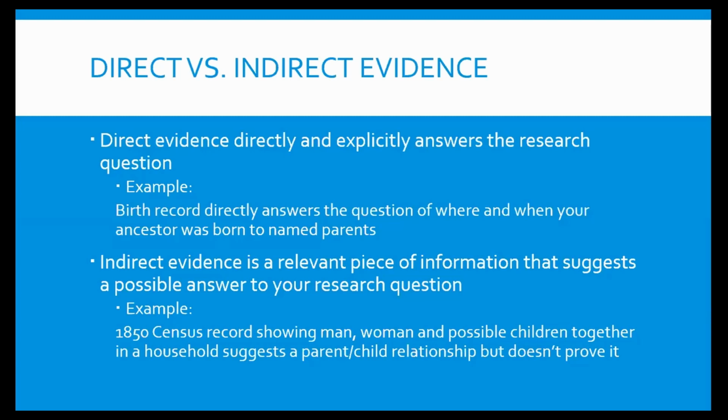But when we get back into the 19th century, 18th century genealogy research, like I said, you're not going to find a birth certificate for most states for those time periods. So how else can you prove who the parents are of your ancestor? Well, you're going to have to look at pieces of indirect evidence. Indirect evidence is a relevant piece of information that suggests a possible answer to your research question.